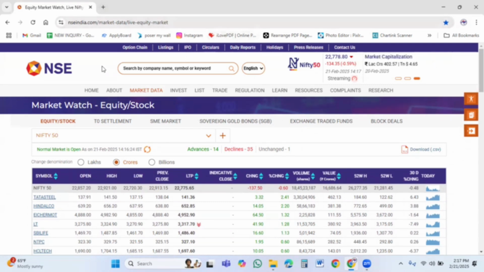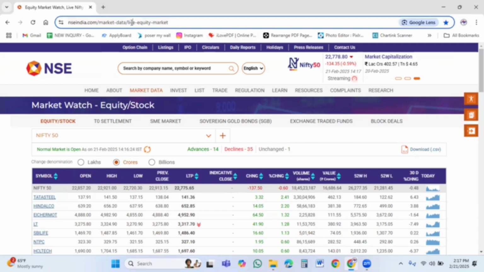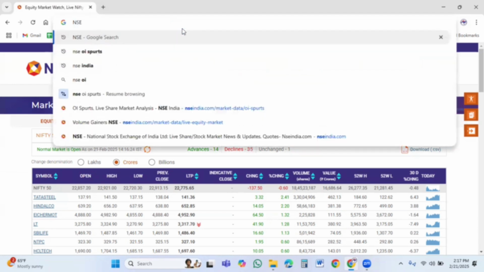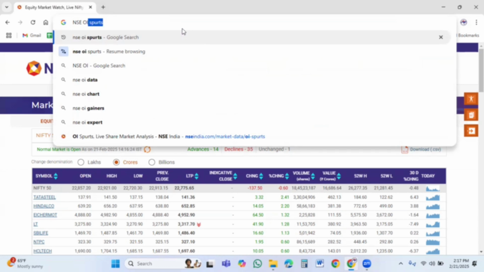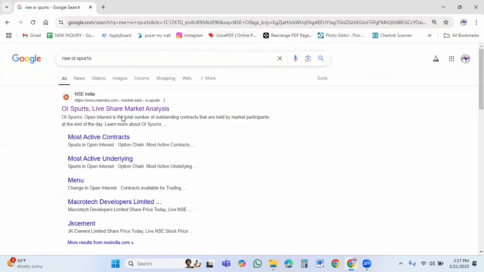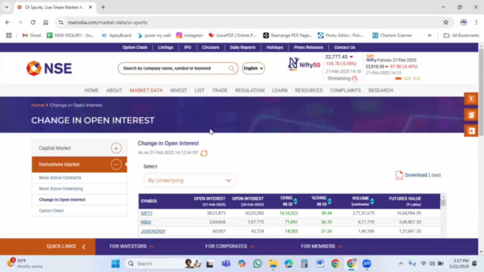The way to find these stocks is pretty simple. You go into your browser and just type in NSE, OI spurts. Here I'm guessing that you know about OI, the open interest. What is the open interest? Open interest is how much interest the market is showing in a particular stock, how many contracts are interested in that particular stock.